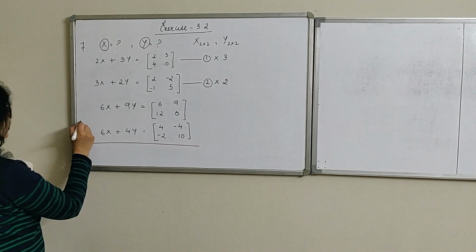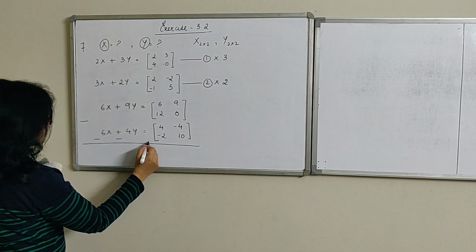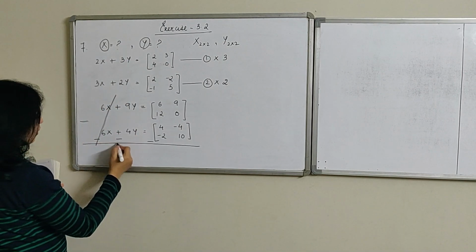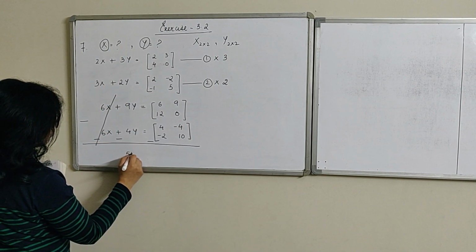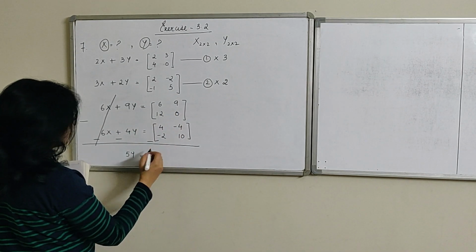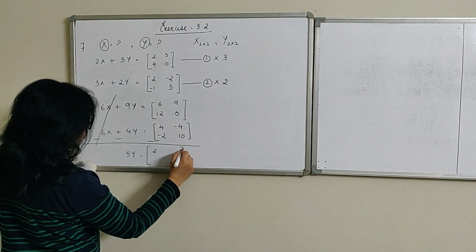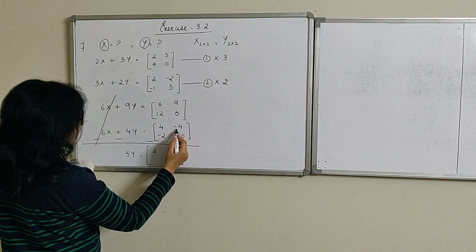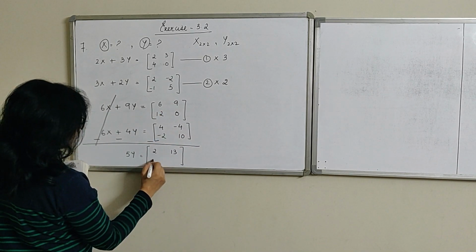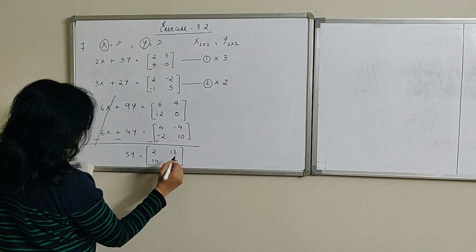And these equations now can be subtracted. On subtracting, the signs here will change. So this term gets cancelled. 9y minus 4y is 5y. On the right side it is matrix subtraction. So 6 minus 4, writing the result directly. 10 minus of minus 4 is 14. 12 minus of minus 2 is 14. 0 minus 10 is this.